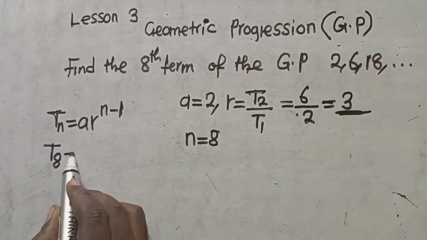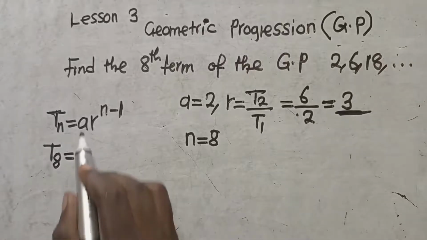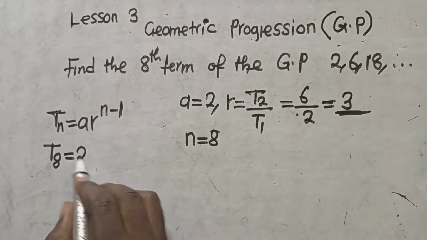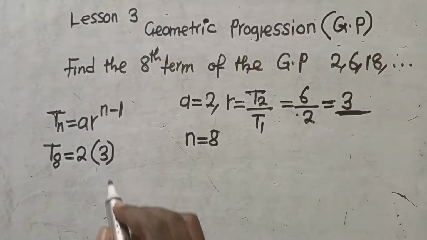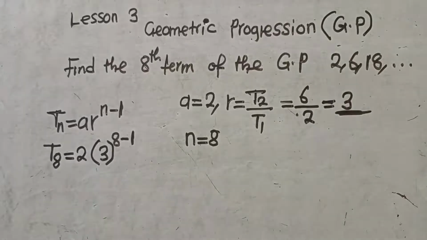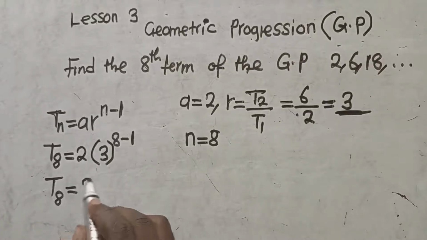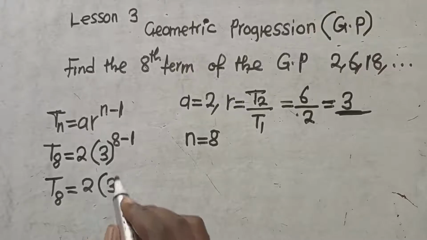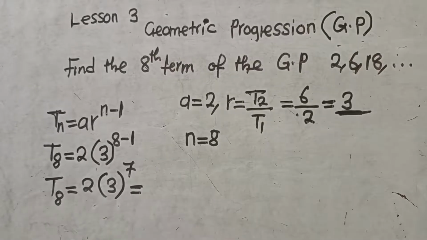T8 is equal to a, the first term 2, multiplied by the common ratio 3 to the power 7. This usually comes in paper 2, where n is 8 and you are allowed to use a calculator. When you punch this on your calculator, the answer that you are going to get will be like this.